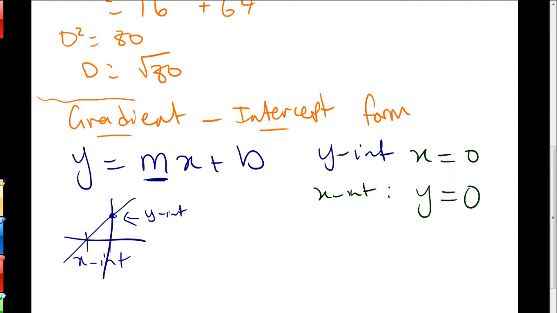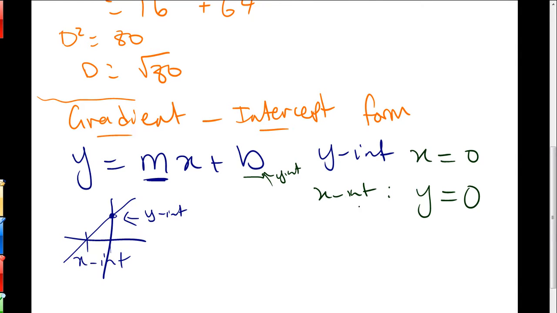And if you want to see how the y-intercept is always b, you can check it. Look, sub in x is 0. When x is 0, what's m times 0? 0. 0 plus b is b. So therefore the y-intercept is b.